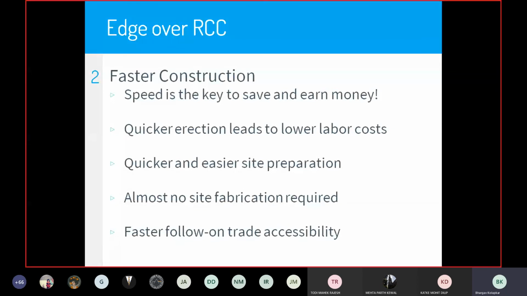Especially in cities like Mumbai, faster construction is key to save and earn money. Meaning that the shorter it takes to complete the project, the more is the revenue that you will get from that building. Because say if you finish a project in 3 years against finishing a project in 5 years, you get 2 years of more rent from that particular property. So in a lot of financially important places, speed is the key to save money.